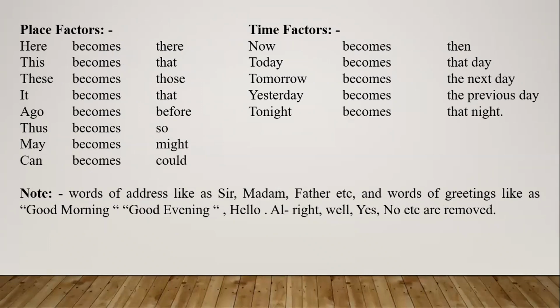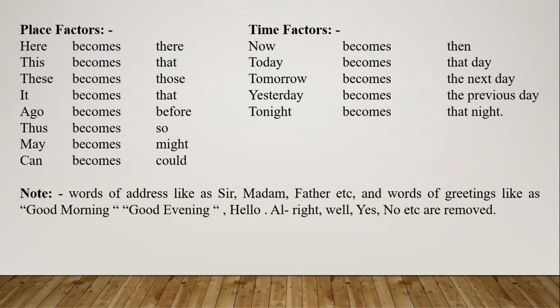Let's discuss it. You can see here place factor: here becomes there, this becomes that, these become those, ago becomes before, now becomes then, today becomes that day, tomorrow becomes the next day, yesterday becomes the previous day, tonight becomes that night. These are changes we have to remember when we are going to convert direct speech into indirect. It's very, very important. We cannot convert before understanding these rules or changes.